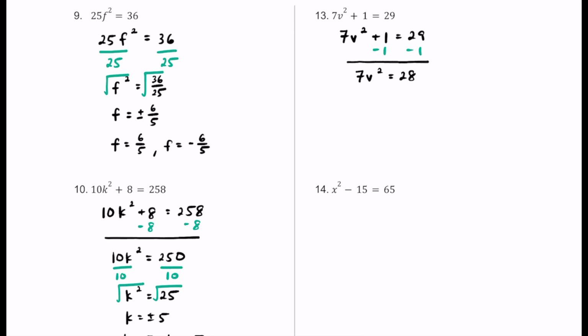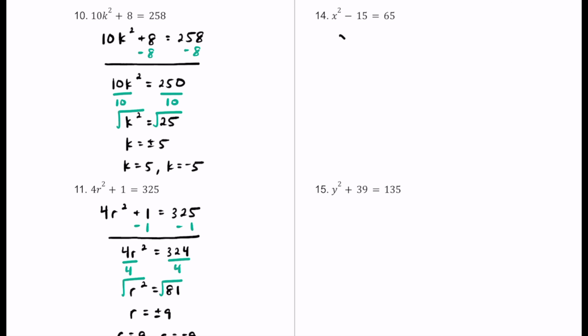Now to get that coefficient of v squared to be 1, let's divide both sides by 7. If we do so, we get 1v squared, or just v squared, and 28 divided by 7 is equal to 4. Now that we've isolated the v squared, we can take the square root for both sides. The square root of v squared is just going to be v, and the square root of 4 is going to be plus or minus 2. So to make this equation true, v could equal positive 2, or v could equal negative 2.